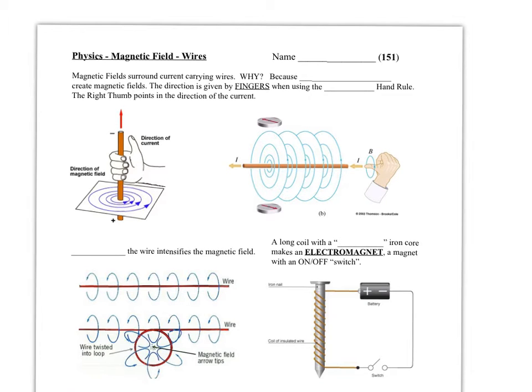Day 151, physics, magnetic fields, specifically magnetic fields around current-carrying wires. Quick recap, what is a magnetic field? A magnetic field is the region in space where magnetic properties or forces come into play. It's three-dimensional space, a space where, say, a compass needle would be deflected because there's a magnetic presence.